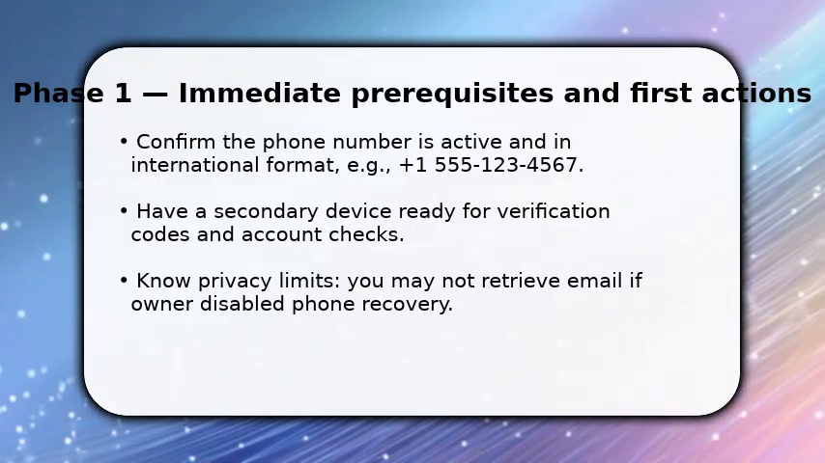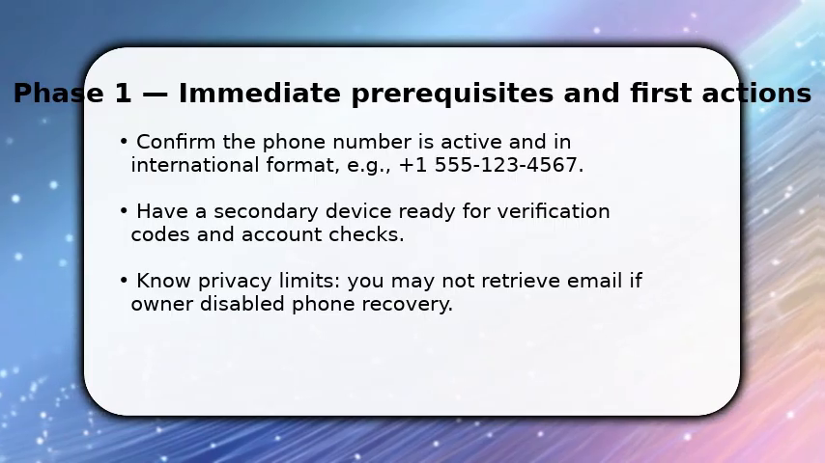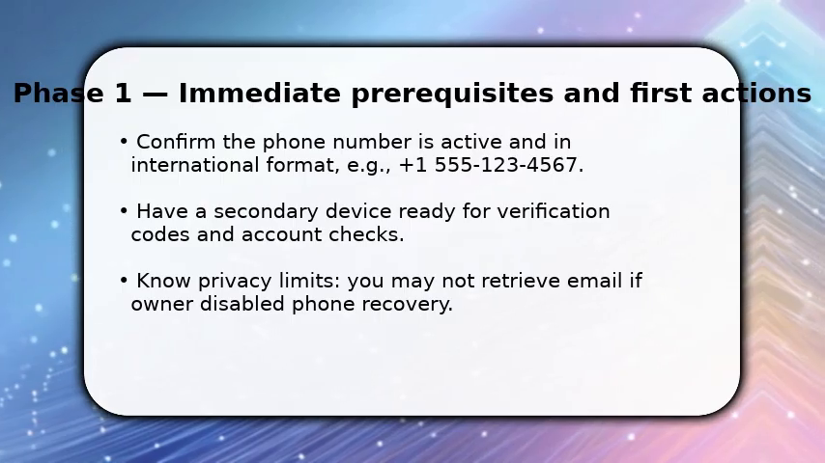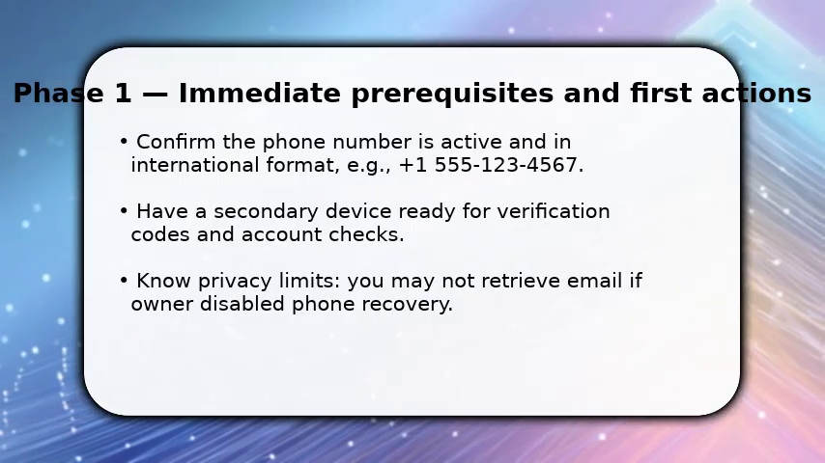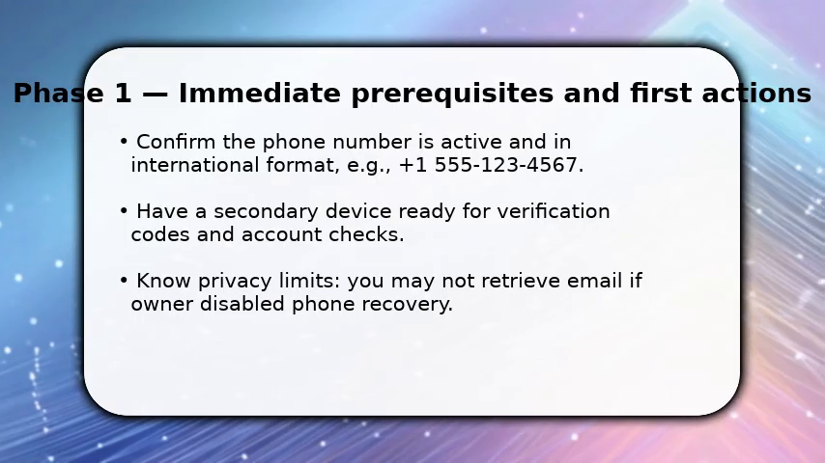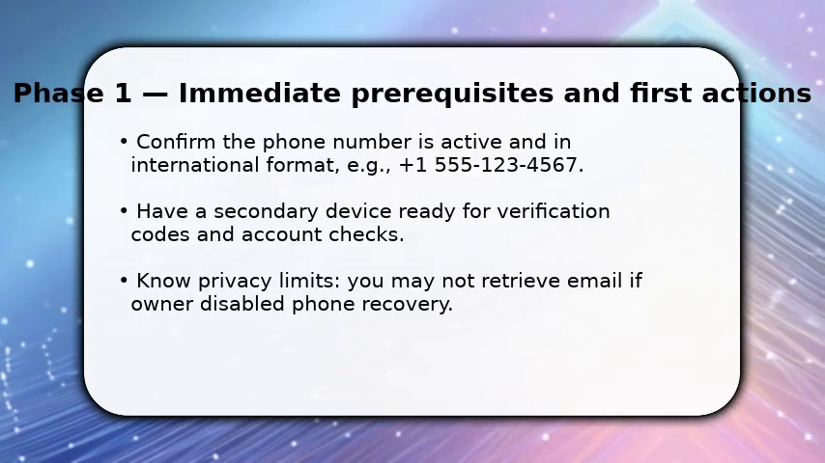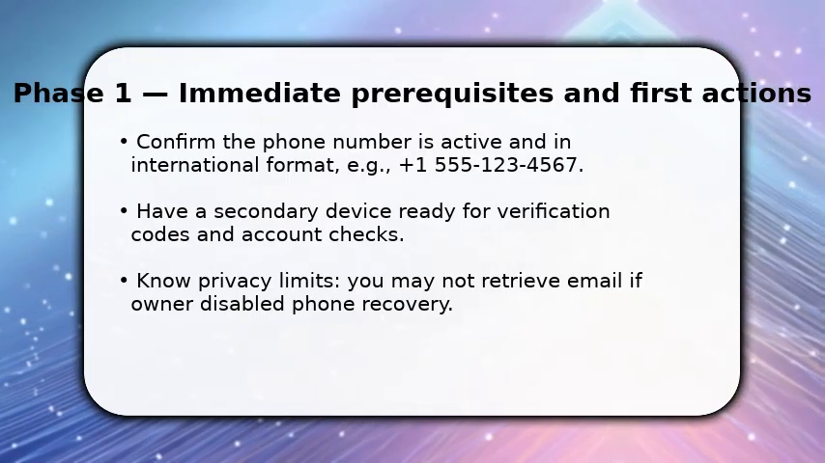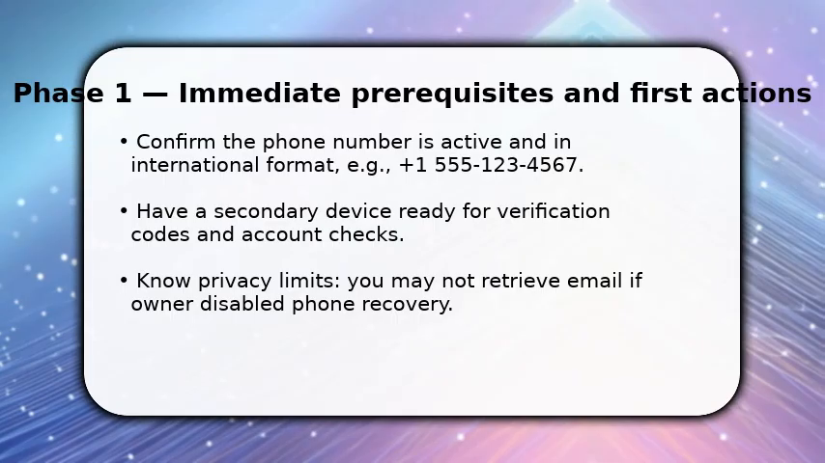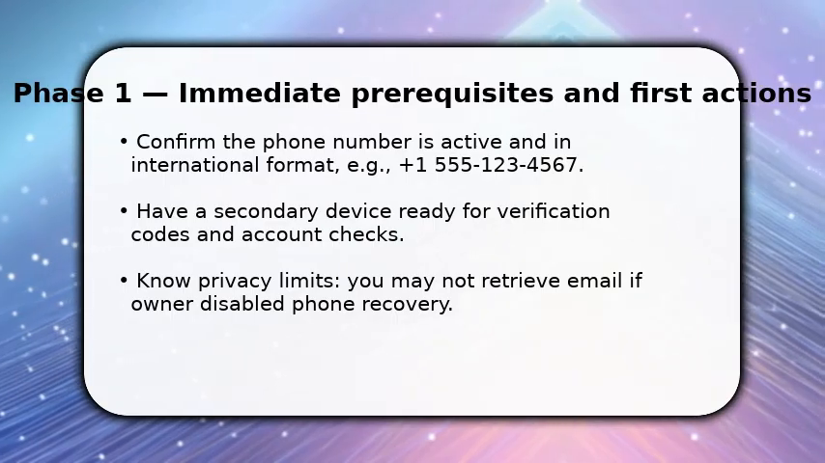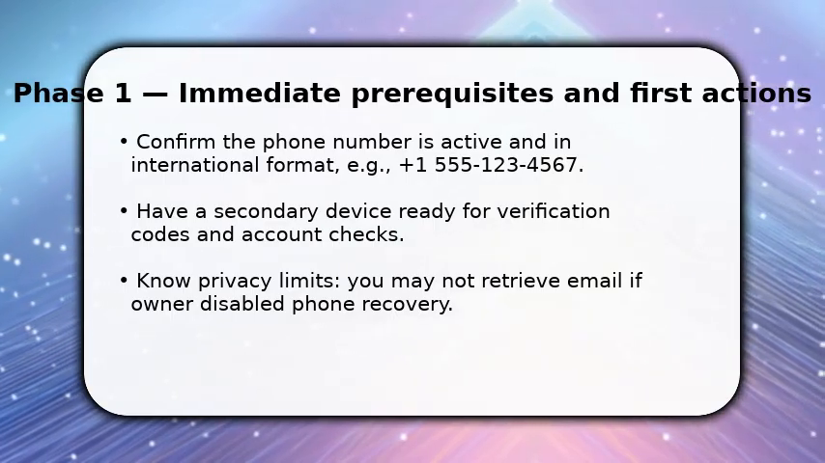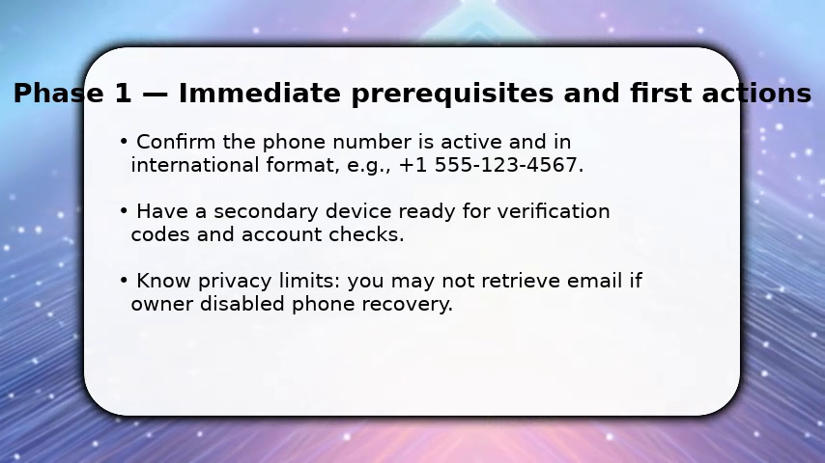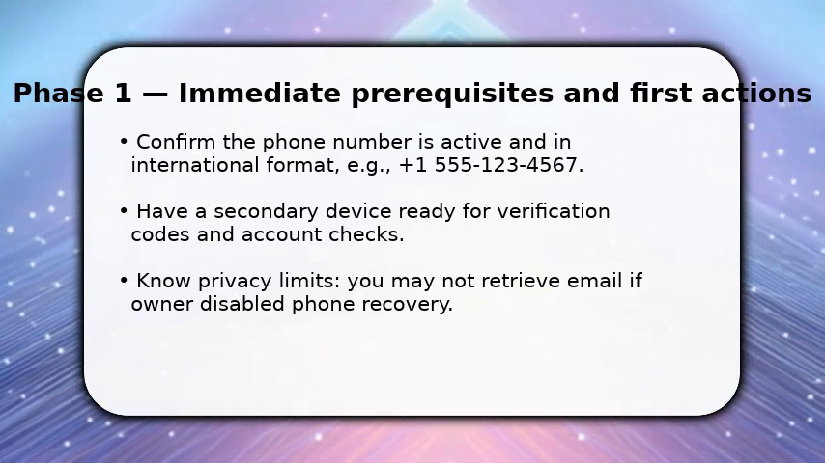You begin by confirming the phone number is active and in international format. For example, +1 555-123-4567. Once done, open a browser and sign into Google on a secondary device to avoid lockouts. Make sure to disable autofill that could interfere. You'll use Google's account recovery and lookup options next, so have a working SMS or call path available. This step prevents wasted attempts and explains why you need both the number and a reachable verification channel before proceeding.